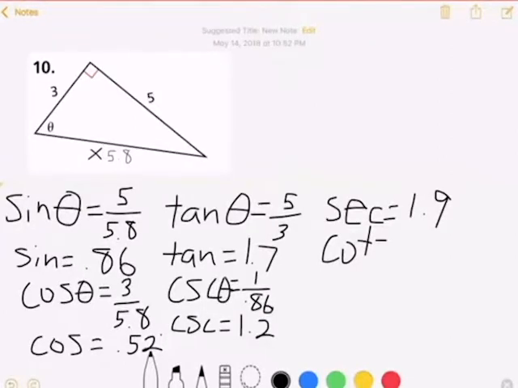So then all you have to do for those is plug it in. You just simply do 1 divided by 0.86, and then you just continue to get these answers, and then your triangle is solved, and that is all it is. That's all there is to this problem.